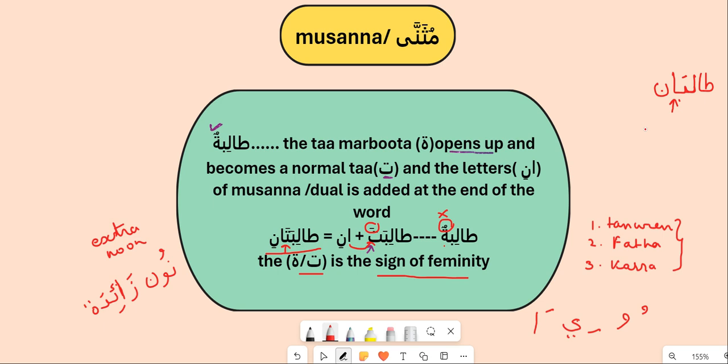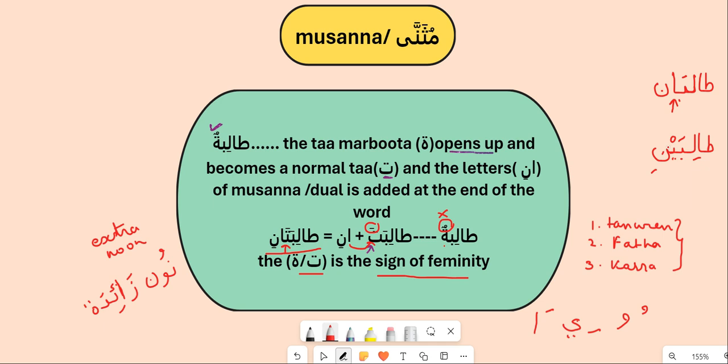And what will tell you that it is in mansoob and majroor? Talibaini. Ba and ya and noon with kasra. So the noon with kasra remains the same, only the alif changes to ya with sukoon. And this ya is not a long vowel. This ya is coming with a sukoon. It has a sukoon, a mark on it, so it is not a long vowel.